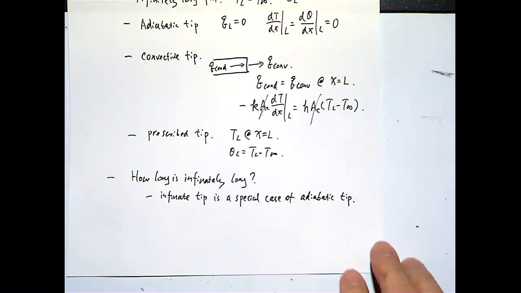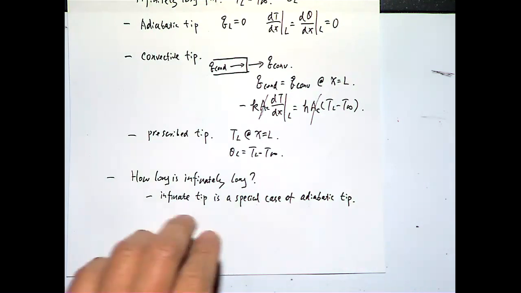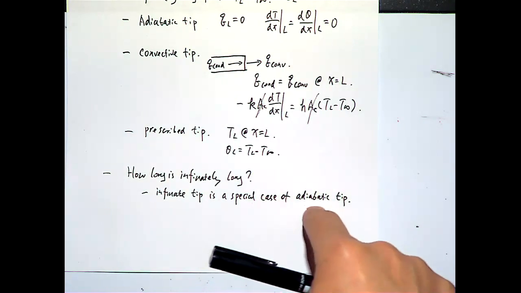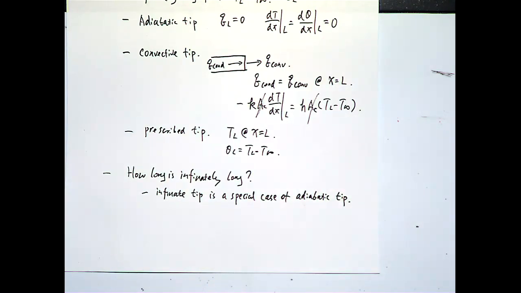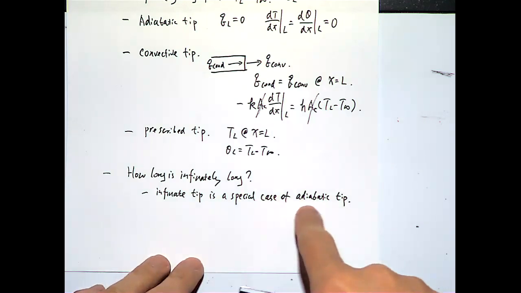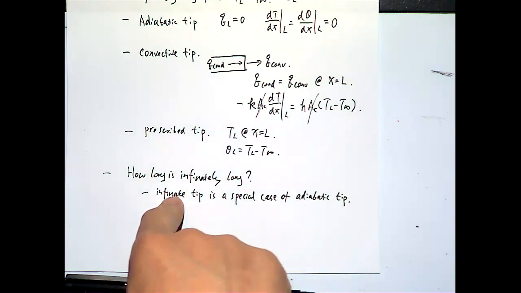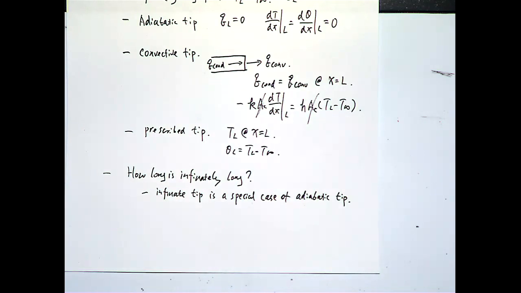Then the consideration is, if it's a special case, and I have an adiabatic tip for a fin of a certain length, and that fin can transfer, for example, 99% of the heat of an infinitely long tip, then I consider the length of my fin with adiabatic tip to be infinitely long. It's certainly not infinitely long, but if it can conduct 99% of the heat of the infinitely long case, then I can consider that length to be infinitely long effectively.